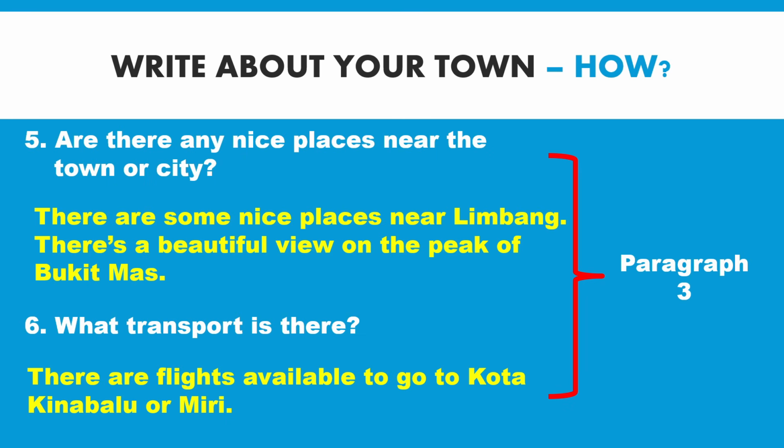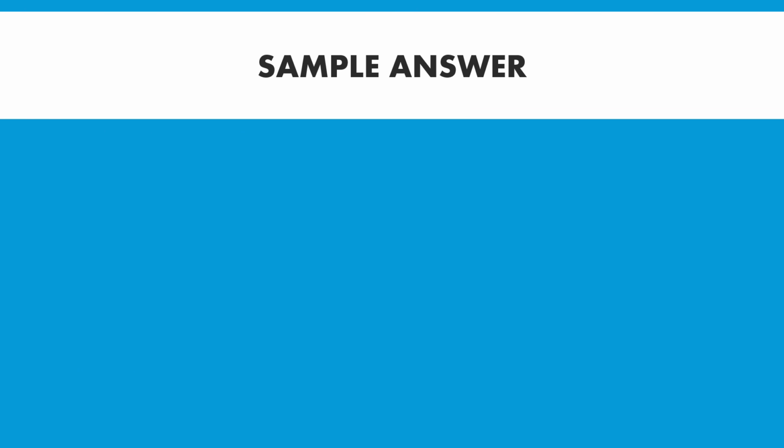You know why I want to group them into paragraph 1, 2, 3? Because we are going to write a sample description of our favorite town. So it must be in a composition form. When we write a composition, there should be at least 3 paragraphs. So these are the sample answers that I wrote into 3 paragraphs.